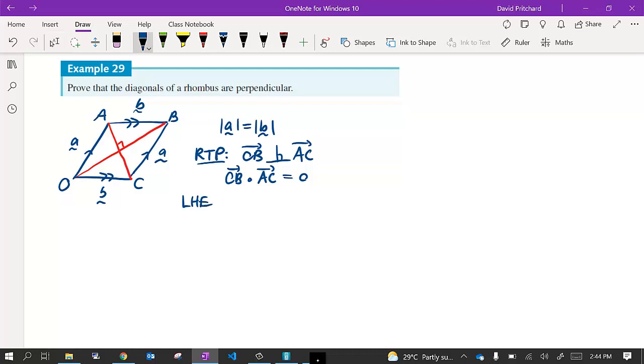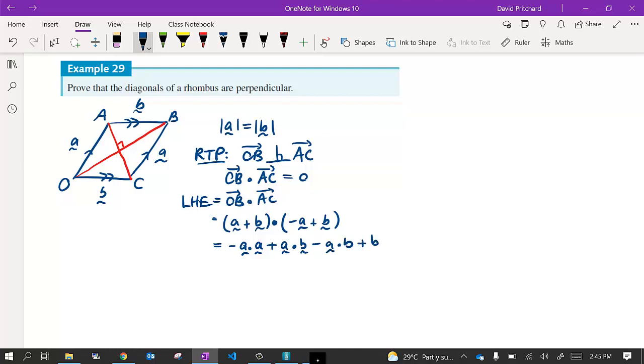So let's look at our left-hand equation, which is this OB dot AC. Now OB, if we want to define it as direction vectors, will be vector A plus vector B. So if we follow that path, A plus B. Dot, if we're looking at AC, then we're going backwards along A, so it's negative A, and then forwards along B, so negative A plus B. Now if we expand this out using distribution law, we get negative A dot A, we get positive A dot B, negative A dot B, and then positive B dot B.